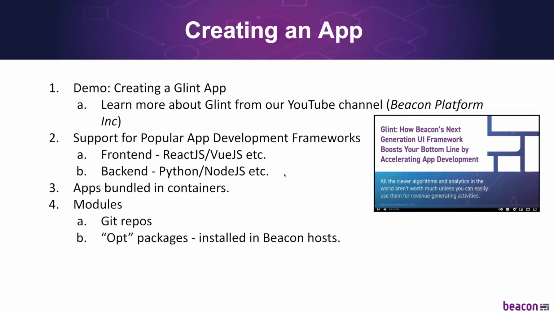We will now create a simple application and publish it to the App Store. For this example, we will make use of Beacon's Glint application development framework, which lets you write both the front-end and the back-end using Python. It's important to note that the App Store is app development framework agnostic. You can use your favorite JavaScript front-end framework such as React or Vue.js and write your backend using Python or Node.js. You can also create a Docker container for your application and deploy it as an image into Beacon.